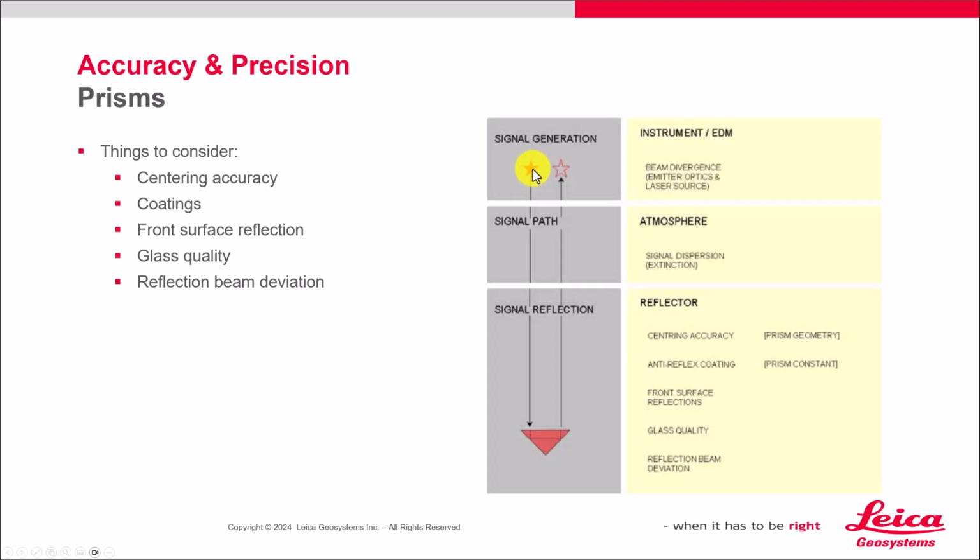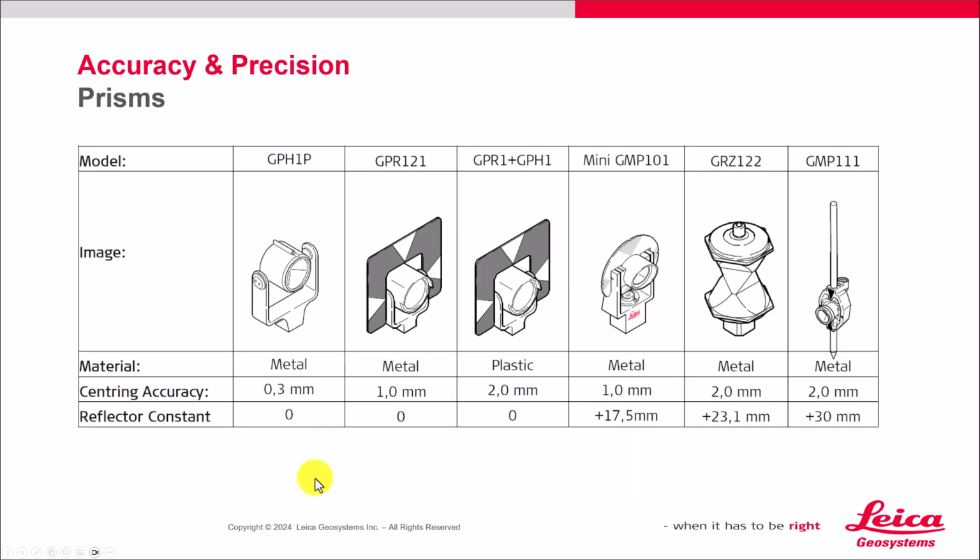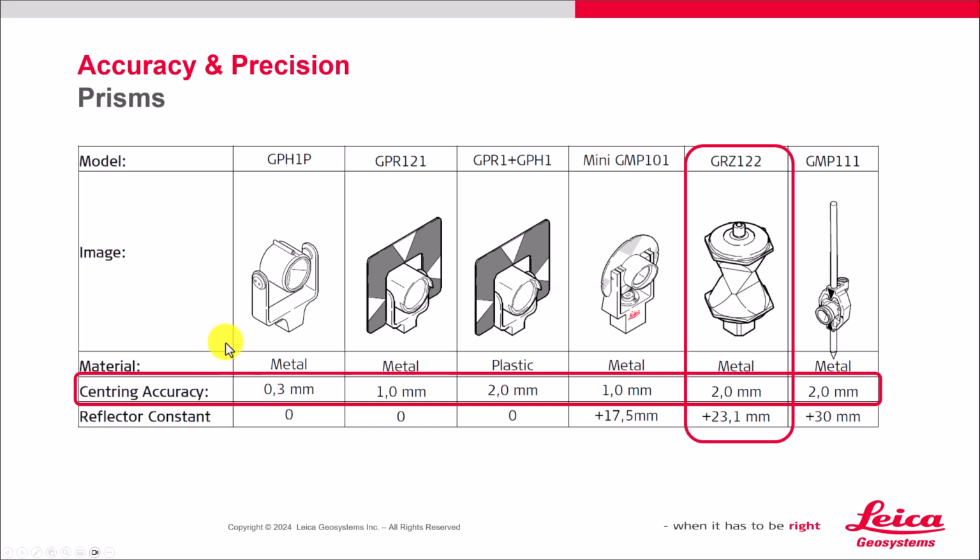I mean, a signal's generated, follows a signal path, it's reflected through the prism and back. It's going through beam divergence, an atmosphere, and then it's reflecting through the reflector. So a lot of prisms come with their centering accuracy already calculated. We go from a really low one here of 0.3 millimeters to up to 2 millimeters for a 360 prism. We're going to use the 360 prism because that's what we would probably be using with a robotic total station and taking 500-foot topo measurements.